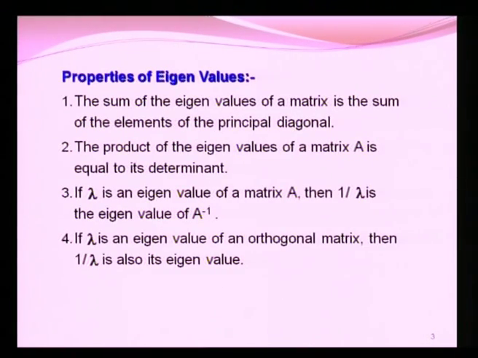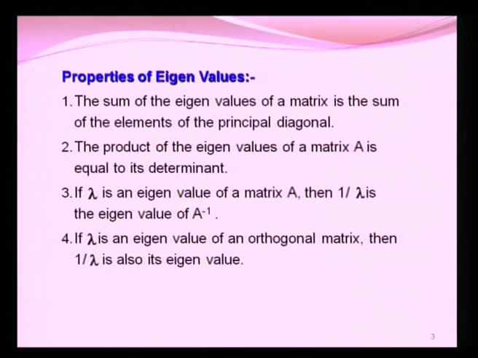First of all, let us look at these properties of eigenvalues. The first one is that the sum of the eigenvalues of a matrix is the sum of the elements of the principal diagonal. Why am I explaining all these properties? Because these properties are very important from the exam point of view. We all know how to find the eigenvalues and eigenvectors, but if there is any twisted question related to properties, then we must know the properties of eigenvalues to solve that example.